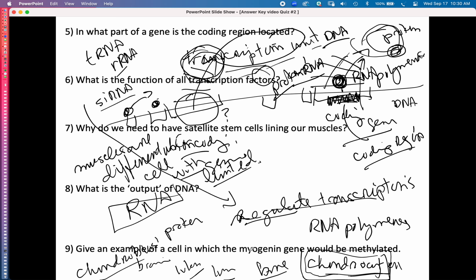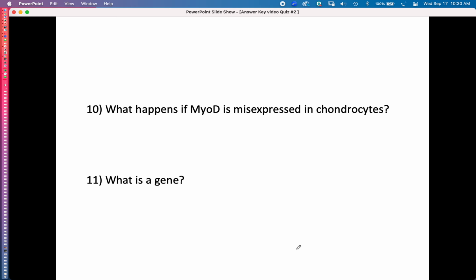Lots and lots of these are great answers. But if you think about it, that's the answer that you would be the solidest on, because we know it's methylated. We talk about it in the videos. It's methylated. That's why you can't turn it into muscle when you misexpress MyoD. What happens if MyoD is misexpressed in chondrocytes? And the answer is really nothing.